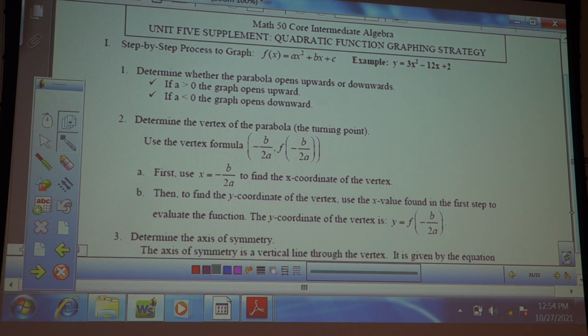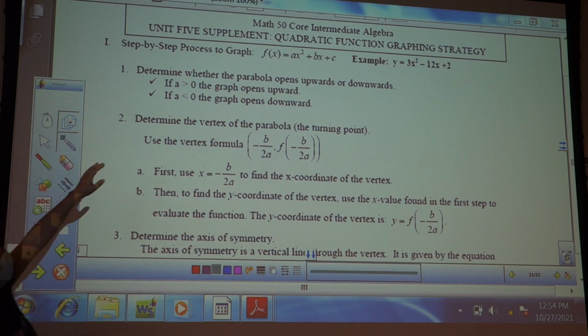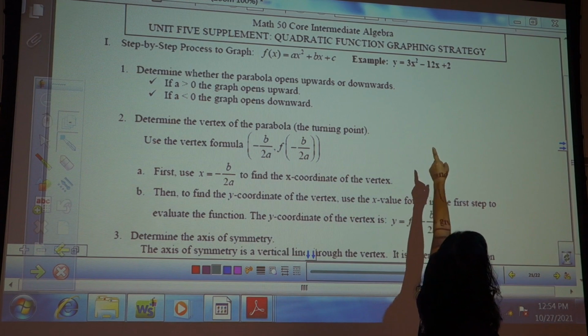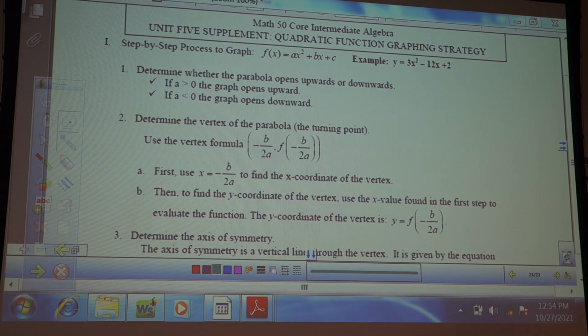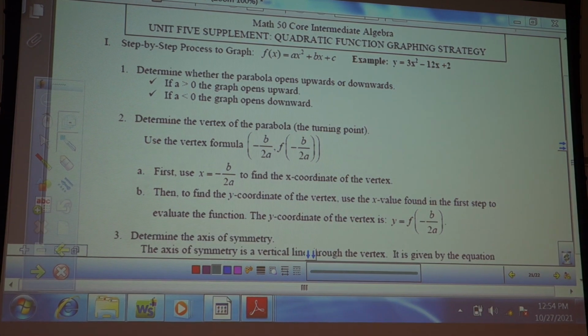Okay, so the first step is, here's my example. Remember, function f of x is equal to ax squared plus bx plus c. So here's my example. y equals 3x squared minus 12x plus 2. What's my a, what's my b, what's my c? Write it down on the side. A equals, B equals, C equals. Everybody fill those in. I'm calling people randomly in 15 seconds. Check with your neighbors and make sure they have the same as you do.